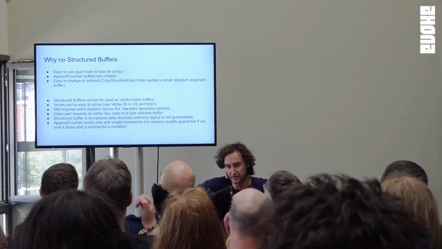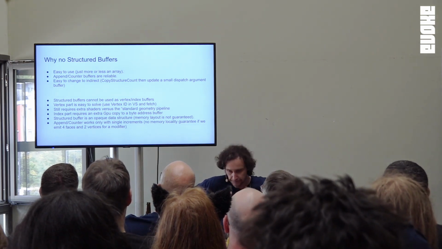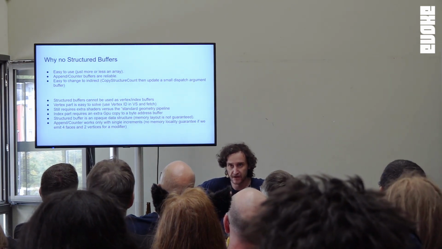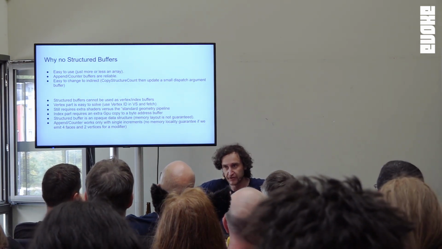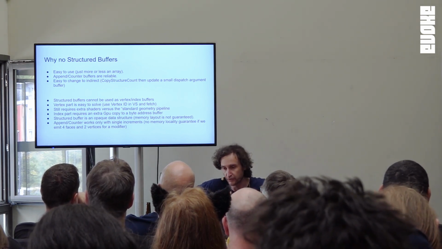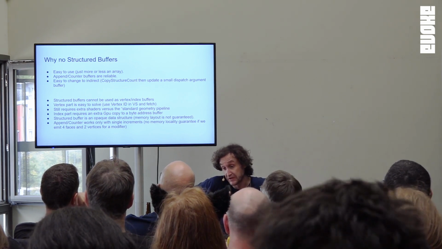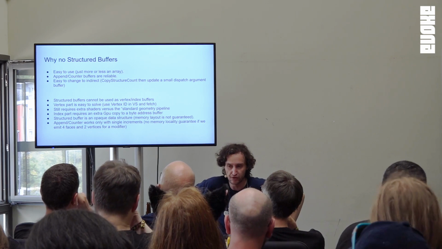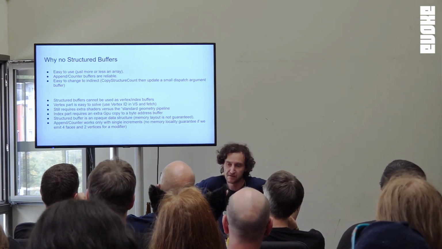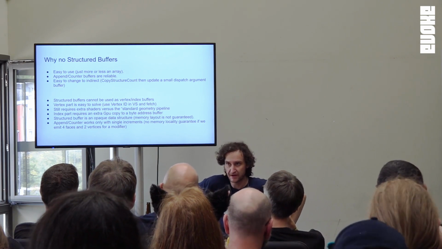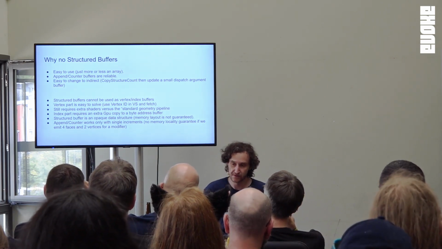Append and counter buffers are really reliable. It's easy to change to indirect, because all our counters are managed on the GPU, so we have to deal with a lot of indirect dispatch and draw in compute. But in the case of append and counter, you use copy structure count and you just change a small buffer. It's not that bad.